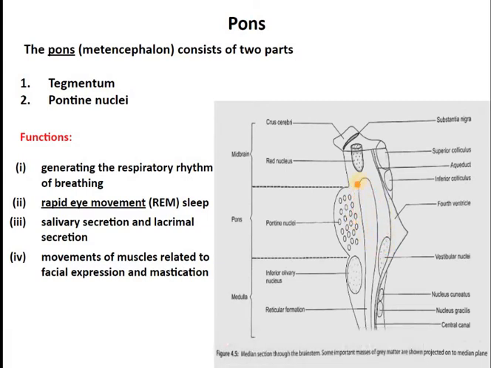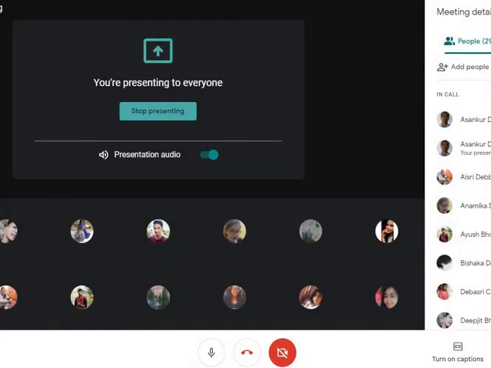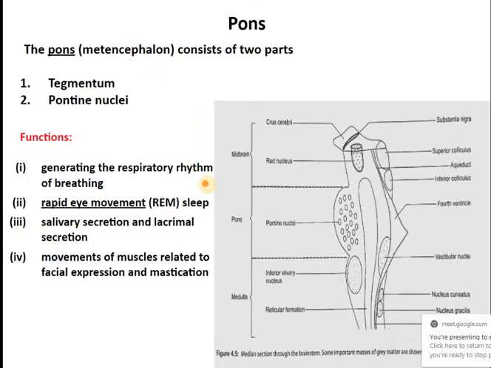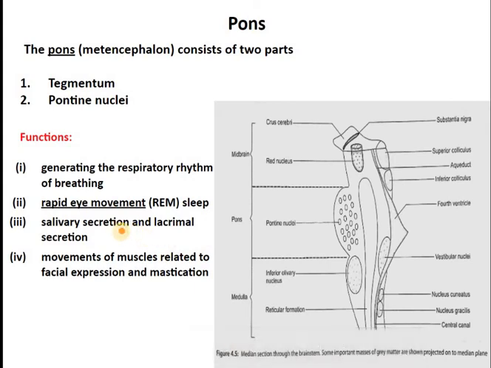So what are the functions of the pons? It is responsible for generation of the respiratory rhythm, that means the rhythm for breathing, and for rapid eye movements during sleep, which is called REM sleep. Then it controls the salivary secretion and lacrimal secretion.